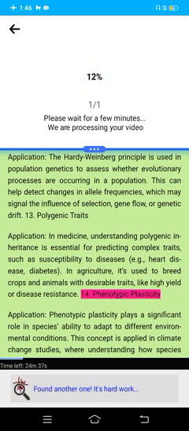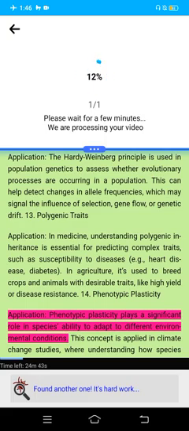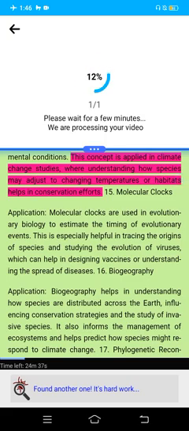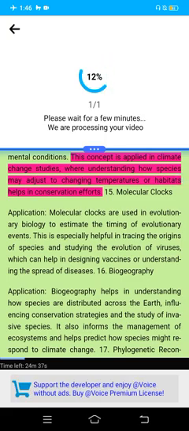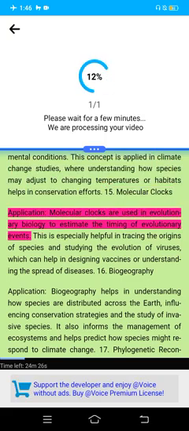14. Phenotypic plasticity. Application. Phenotypic plasticity plays a significant role in species' ability to adapt to different environmental conditions. This is applied in climate change studies, where understanding how species may adjust to changing temperatures or habitats helps in conservation efforts.